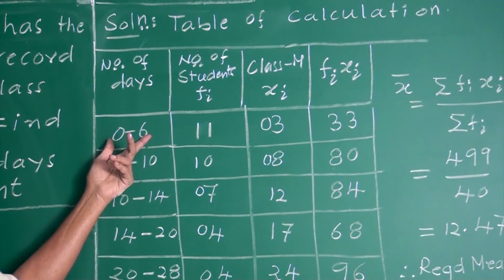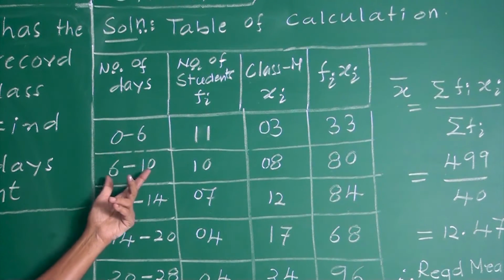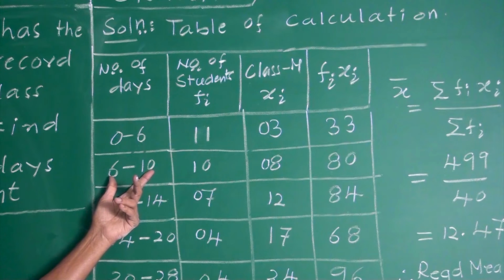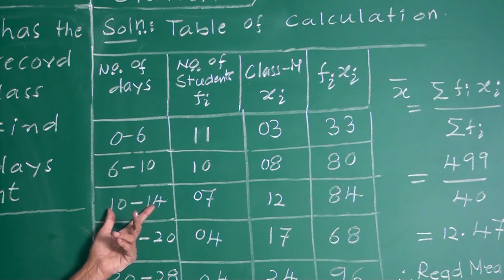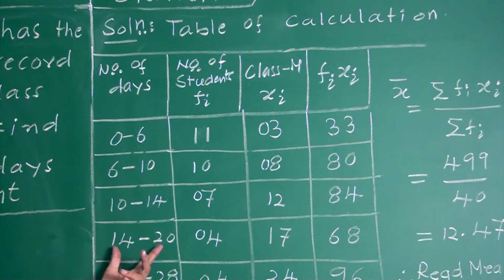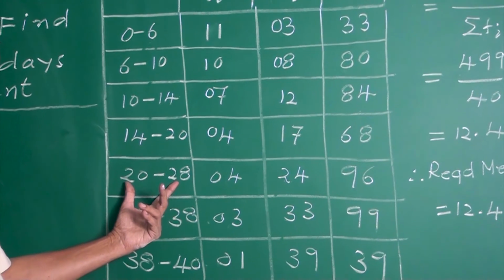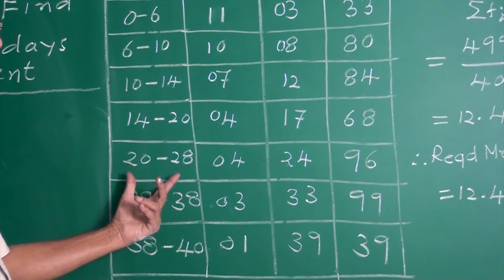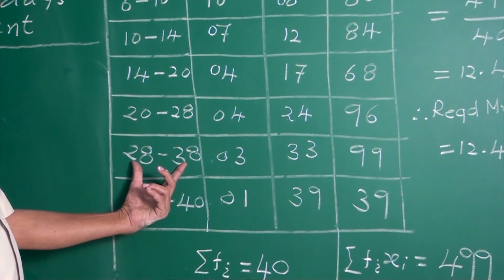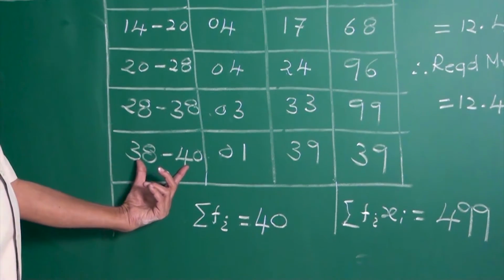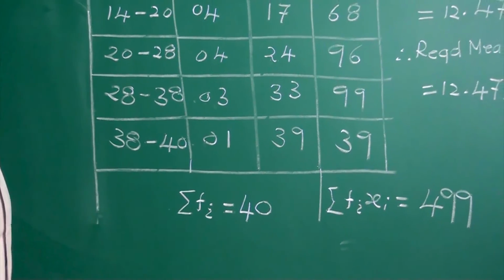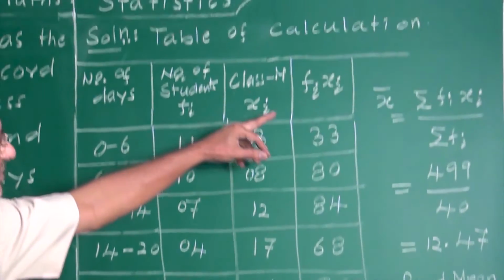Add these two. 0 plus 6 upon 2 is 3. 6 plus 10 upon 2, 16 upon 2 is 8. 10 plus 14, 24 upon 2, 12. This is 34 upon 2, 17. This is 48 upon 2, 24. This is 66 upon 2, 33. It is 78 upon 2, 39. This is what? Xi.